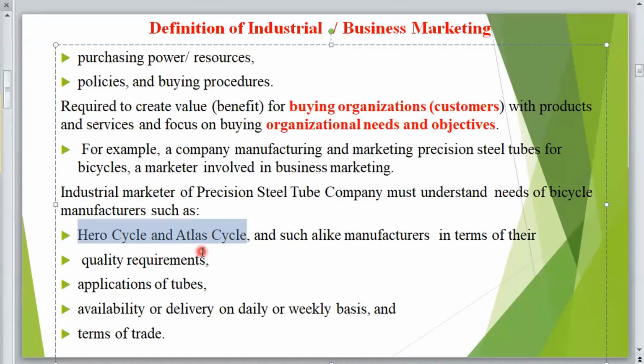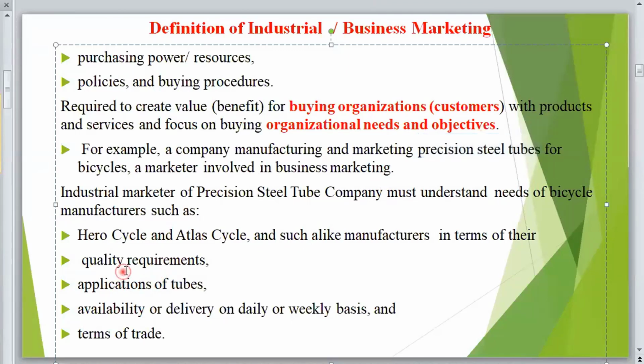So this is Hero Cycle or Atlas. This is a kind of organization that manufactures different types of cycles. The marketer should identify the need of this company and what type of quality they require. These two are the highest quality bicycles, so they need high precision, or simply high quality, steel tube for their cycles.